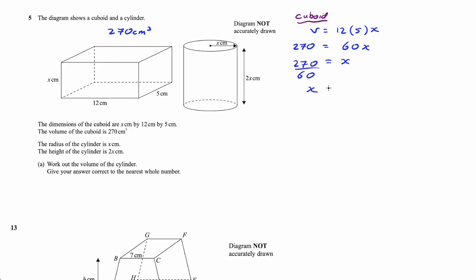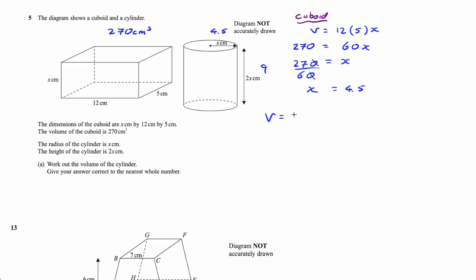Use your calculator, guys. These cancel. Divide by 3, and we're left with 9 over 2, or 4.5. Use your calculator, guys, for sure there. Okay, so now I have the radius and I have the height, because the radius is x, so this is 4.5, and the height is 2x, so this is 9, because it's 2 of these. So what's the volume of the cylinder?